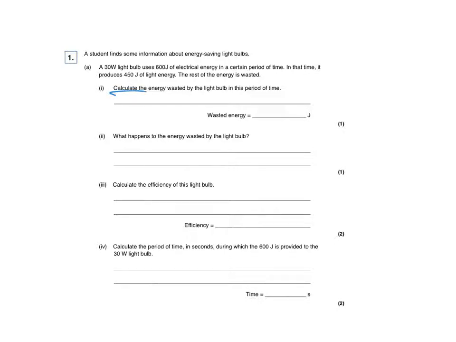Calculate the energy wasted. Well, 600 joules goes in and 450 joules of light comes out, so there must be 150 joules of wasted energy, because what you get in, you must get out. So you must get out 600 joules, and 150 would take 450 up to 600 joules out. And that goes out as heat, but please make sure you say where to: heat to the surroundings, because something has to have that energy store.